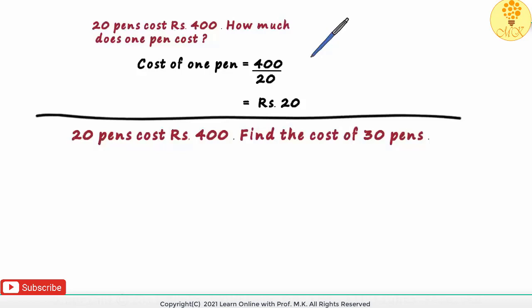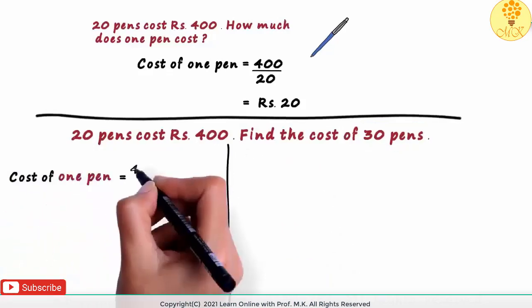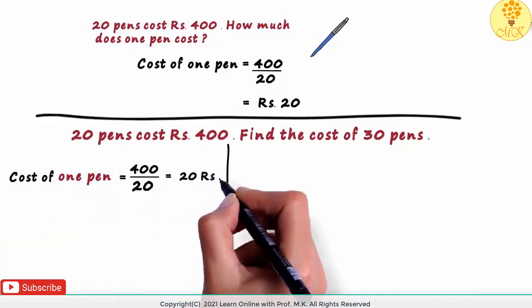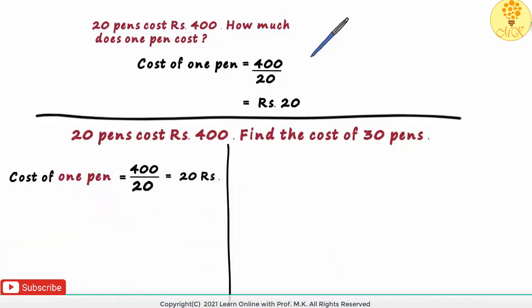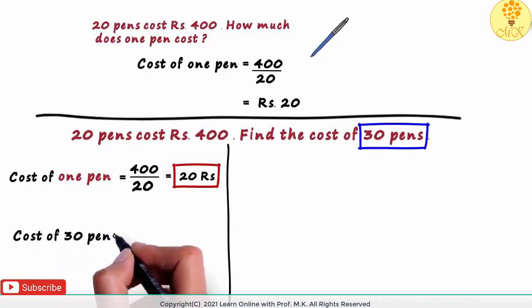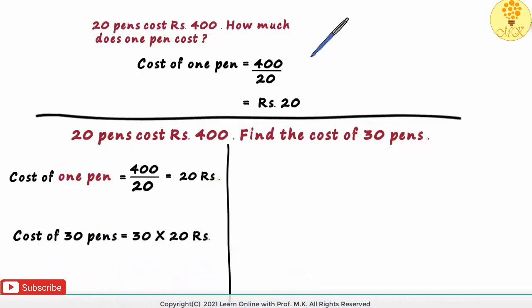When students see that they have to find the cost of 30 pens, they tend to get confused. We found out the cost of one pen to be 400 by 20, which is 20 rupees. So think about it. You have the cost of one pen. What will be the cost of 30 pens? It's simple. It will be 30 multiplied by the cost of one pen. So cost of 30 pens is 30 multiplied by 20 rupees, which equals 600 rupees. It was as simple as that. So 30 pens cost 600 rupees.